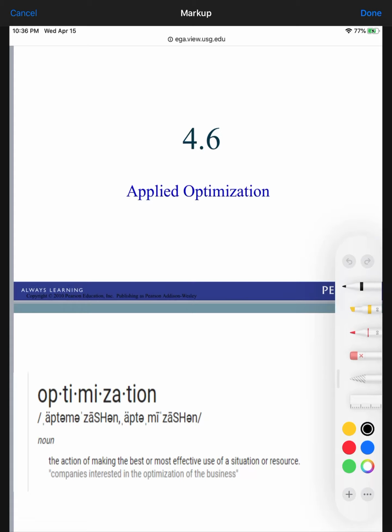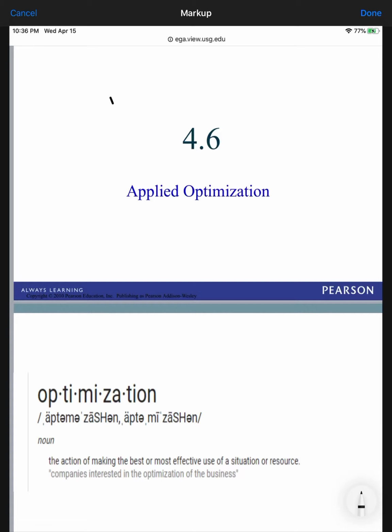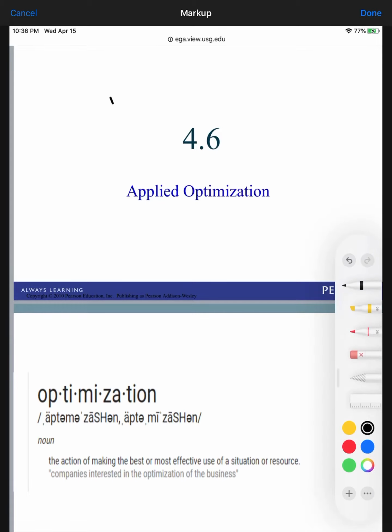Alright, so this time, coming from the calculus standpoint, Cal 1, we're talking about applied optimization. Optimization is the action of making the best or most effective use of a situation or resource. With applied optimization, I'm all about knowing some shortcuts, so right off the bat, I'm gonna toss up a quick little shortcut.